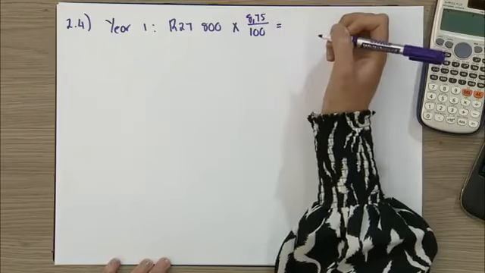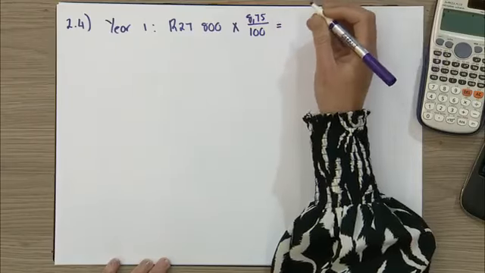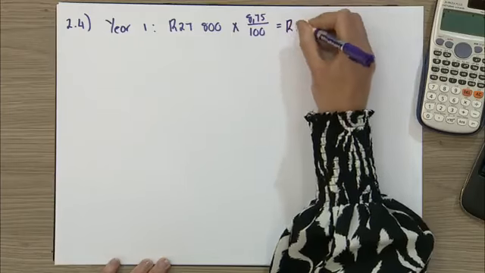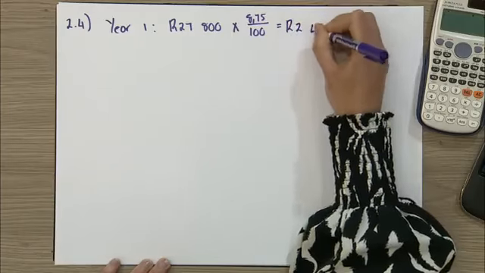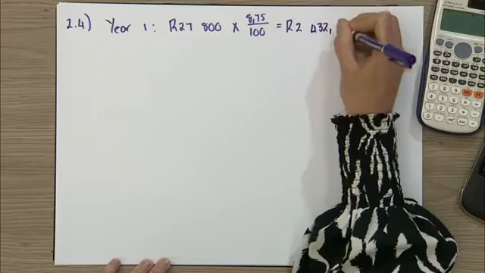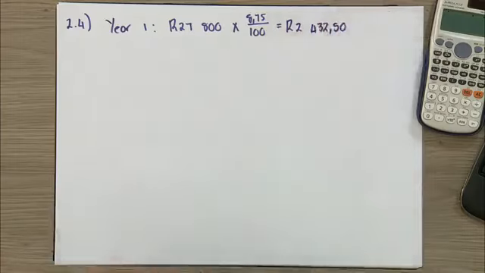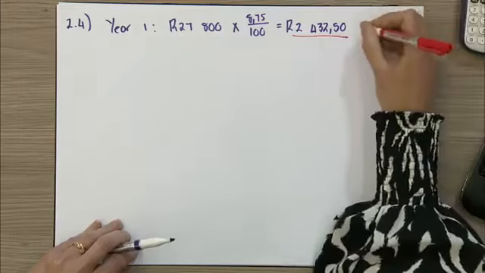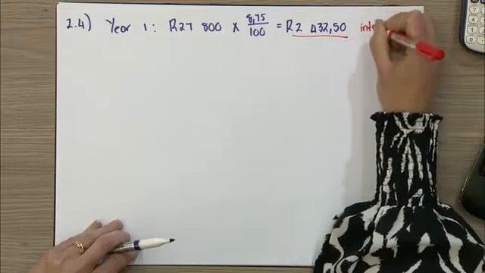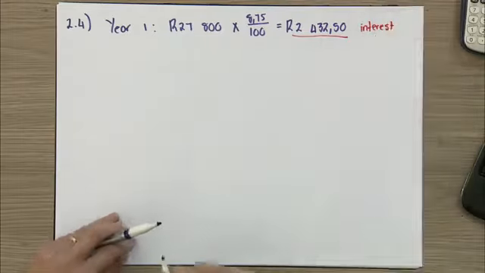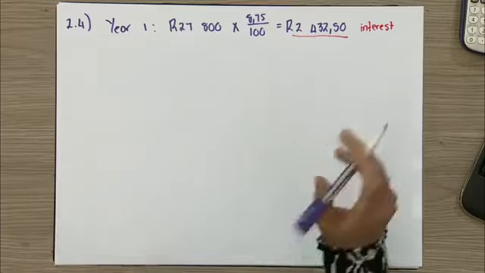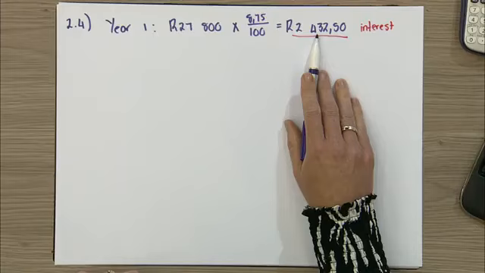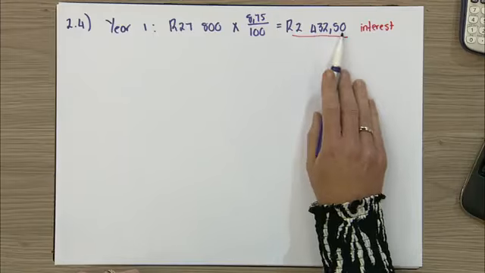So let's see how much interest he earns in the first year. When I type that in on my calculator, I realize that he earns 2,432 Rand and 50 cents interest in that year. So that amount is the interest he earns in the first year. But now remember, they said this is compound, which means the next year he's not going to earn the same amount of interest.